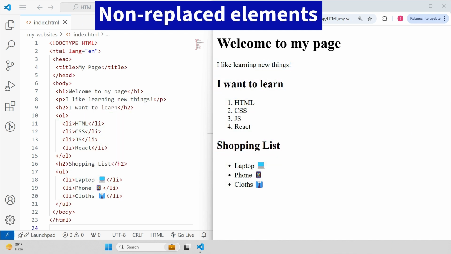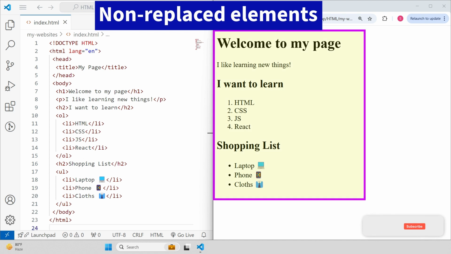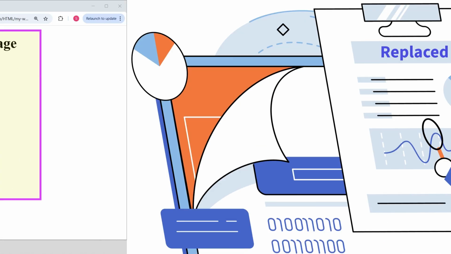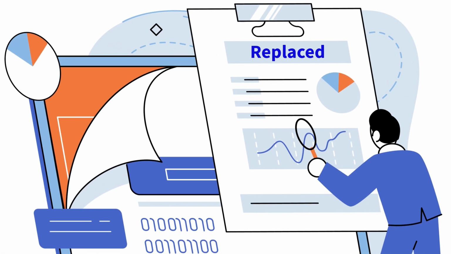These elements all share a common structure: an opening tag to start the element, the content you want to display, and the closing tag to end the element. As you can see here, for non-replaced elements, the browser renders the content directly within the space defined by the tags. Now, let's talk about replaced elements.